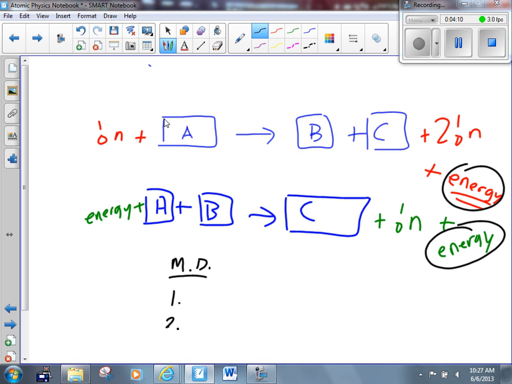Good. The difference in mass between the right side and the left side, or the products and the reactants, or the daughter nuclei and the parent nuclei. Good. Difference in mass between one side and the other side. Which side is going to be heavier? The left side or the right side? The reactants or the products?